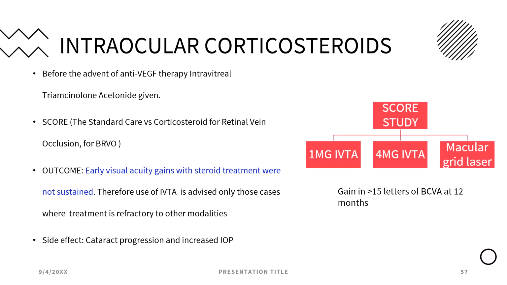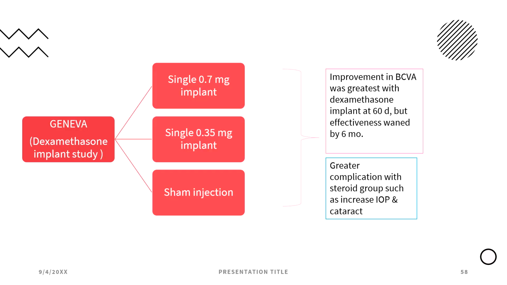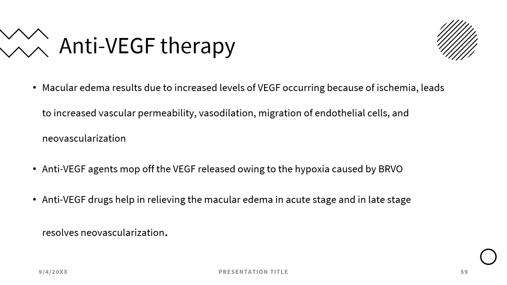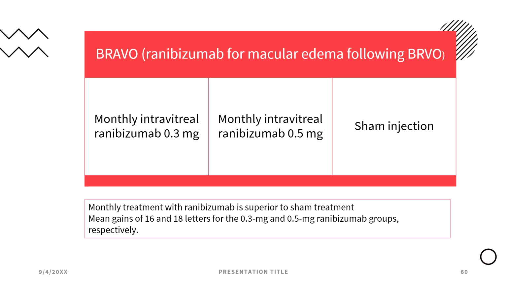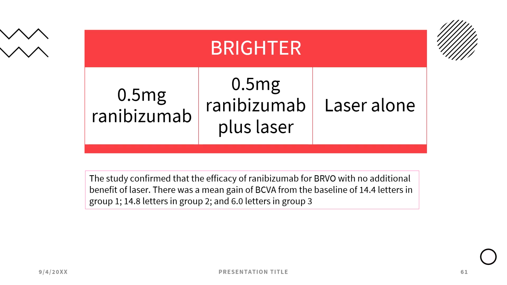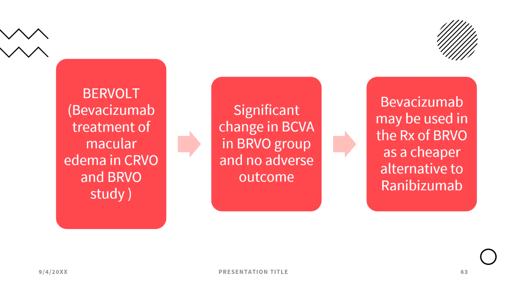Intraocular corticosteroid was studied in the SCORE study by giving 1 mg IVTA in one arm, 4 mg IVTA in the second arm, and macular grid laser, and it was found that early visual acuity gains with steroid treatment were not sustained. Therefore, use of IVTA is advised only in those cases where treatment is refractory to other modalities. Then the Geneva trial, anti-VEGF therapy like the BRAVO trial, BRIGHTER trial, VIBRANT trial, and other studies.